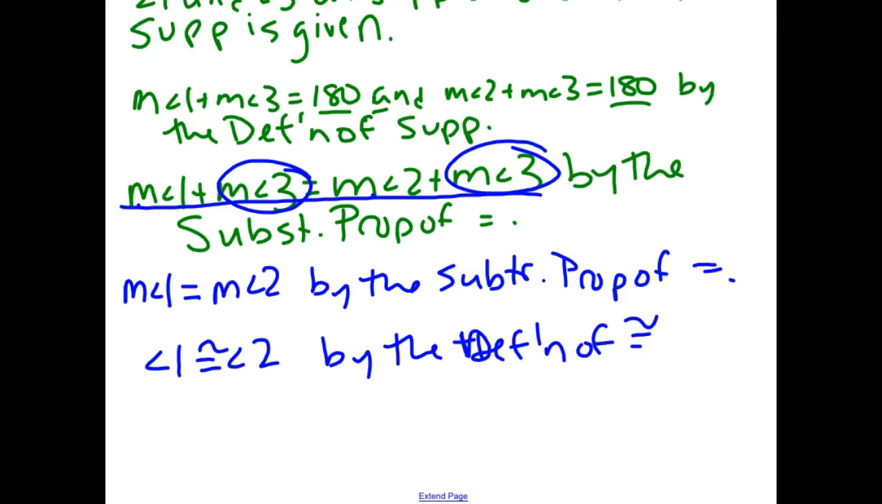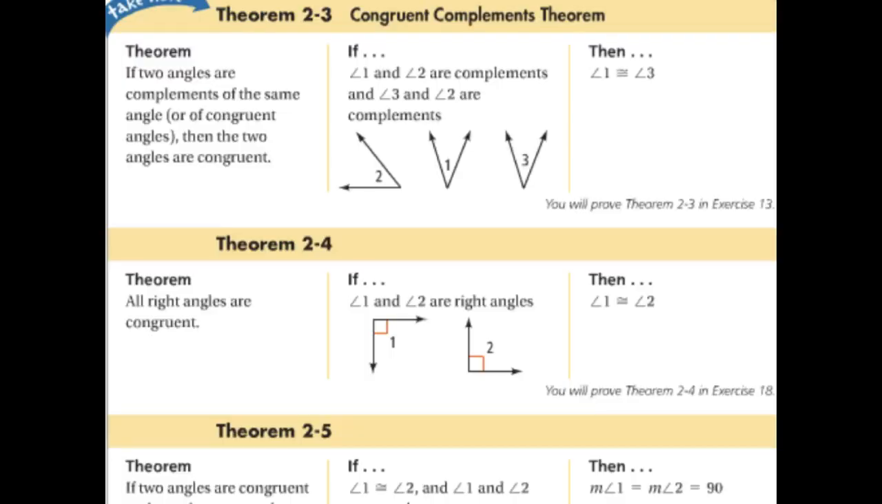We have 3 big theorems here at the end that are very similar to what we just talked about and kind of common sense. We just did the congruent supplements theorem. We have a congruent complements theorem. If two angles are complementary with the same angle, they're congruent. So 1 and 2 are complementary, 3 and 2 are complementary, so 1 and 3 are the same.